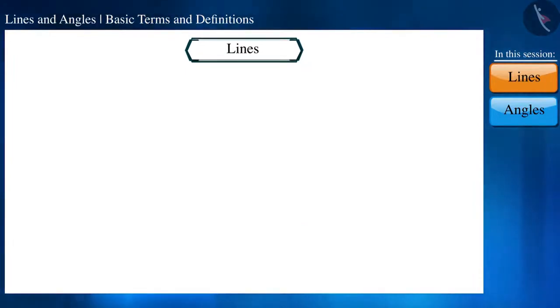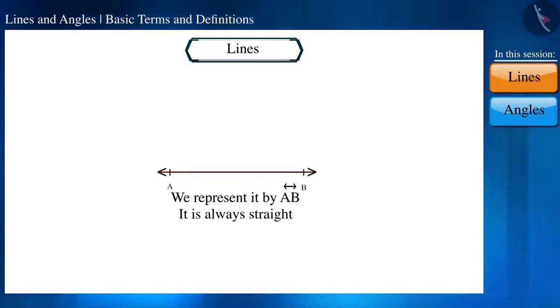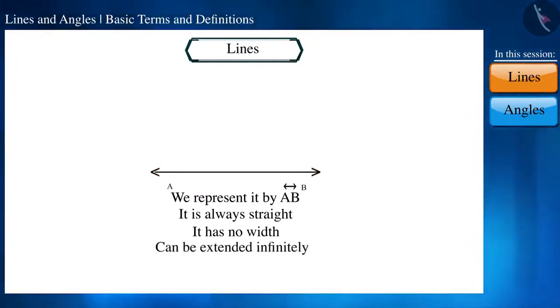As we know, lines look somewhat like this. We represent it by AB, PQ, MN, and sometimes by small letters l, m and n also. Lines are always straight. We can say that it has no width. This sign of an arrow reflects that it can be extended infinitely in both directions.